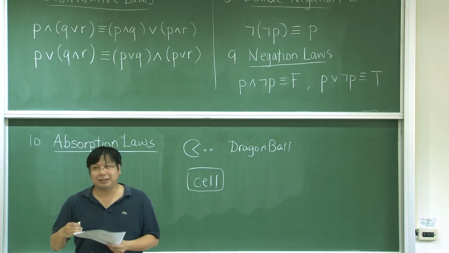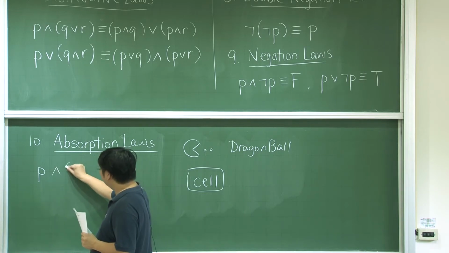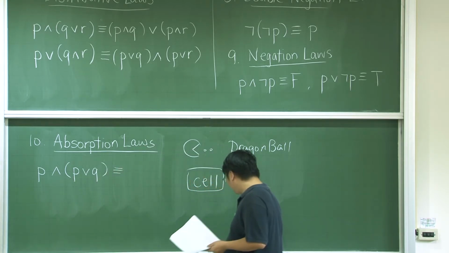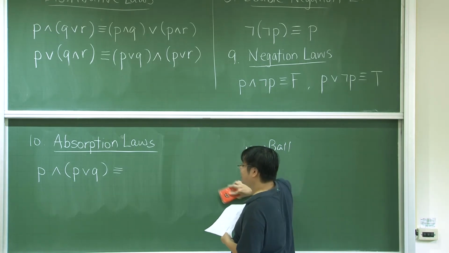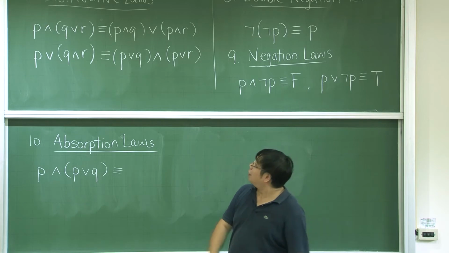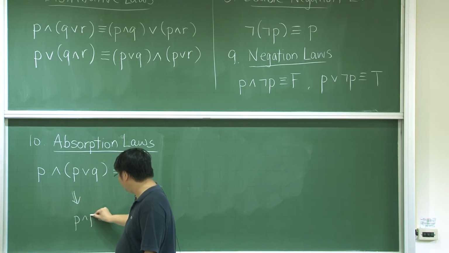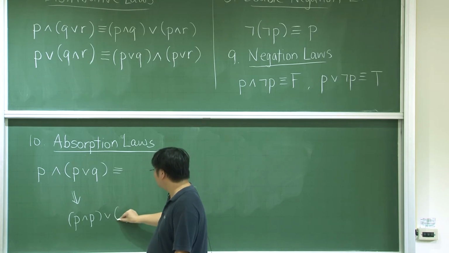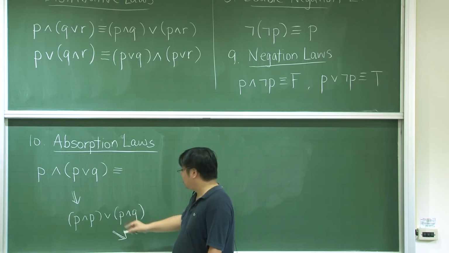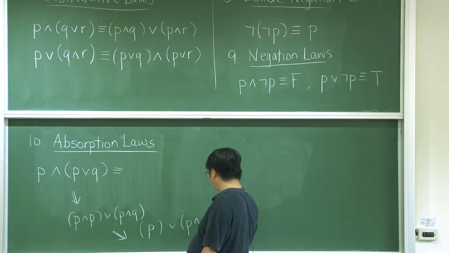This is really strange. I seldom use them, but let's write it down. So let's guess: P and (P or Q). Of course we can use the distributive law. Using this distributive law, this becomes P and P, or P and Q. And then using the idempotent law, P and P simplifies to just P, so it's P or (P and Q).